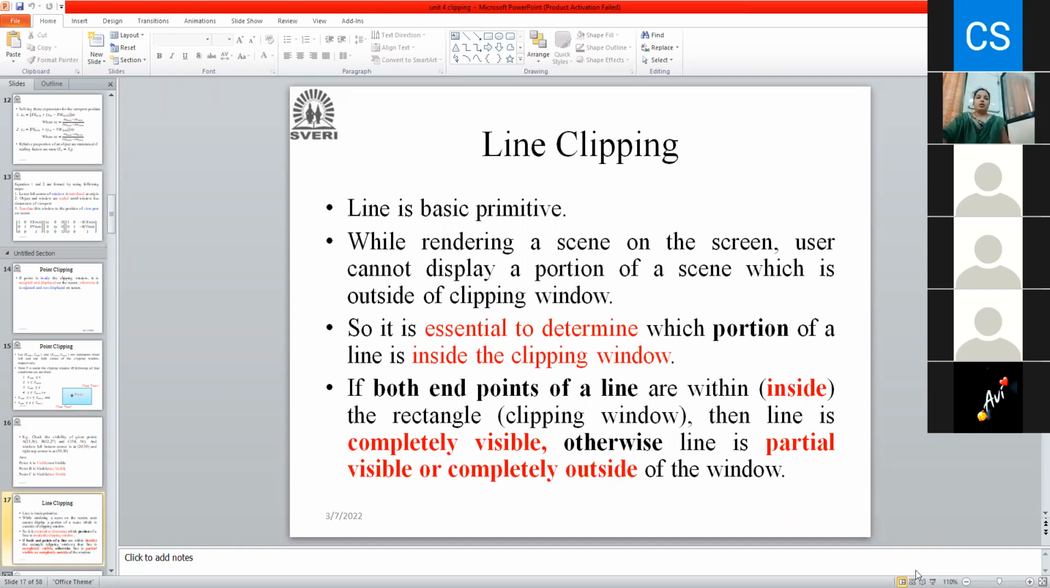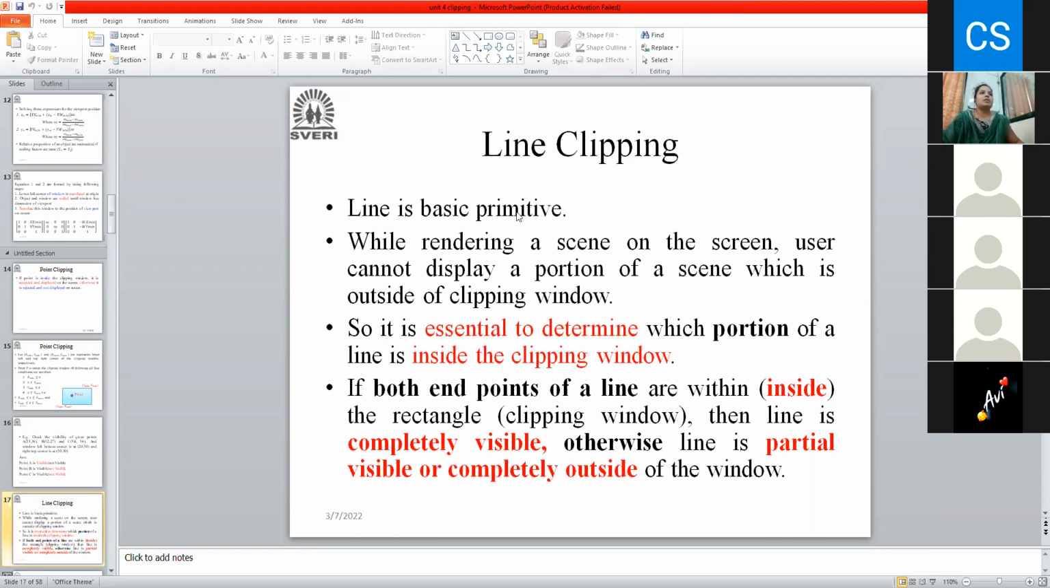Okay. So in line clipping, line clipping has two methods in your syllabus. First is the Sutherland-Cohen line clipping algorithm, and second is the midpoint subdivision algorithm. So before we go to the Sutherland-Cohen line clipping algorithm, we will check the types of the line. Right. So first we will see what is line clipping.